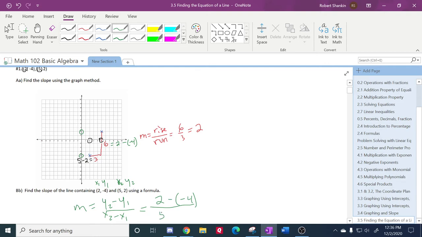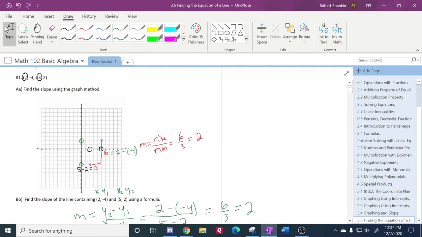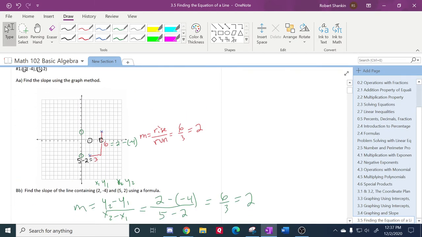And then this is 5 minus 2, 6 over 3, which is 2. Exactly the same answer. One by graphic method, the other by just plugging in the formula. And, alright, so give me a little feedback on number 1.